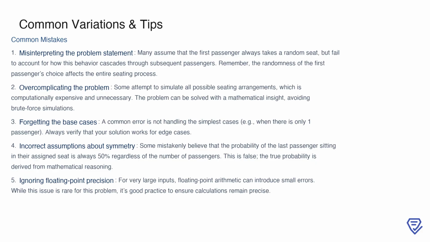Another mistake is assuming symmetry in the probabilities. For instance, some believe that the probability of the last passenger sitting in their assigned seat is always 50%, regardless of the number of passengers. This is incorrect. The probability must be calculated using proper reasoning. Lastly, while rare for this problem, it's important to be mindful of floating point precision, especially for very large inputs. Ensuring your calculations remain precise is a good habit to develop for handling edge cases in general.